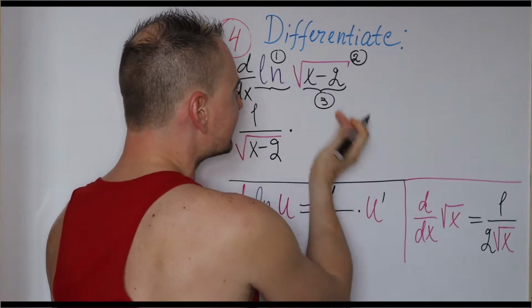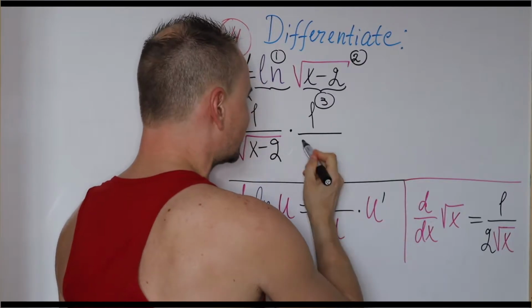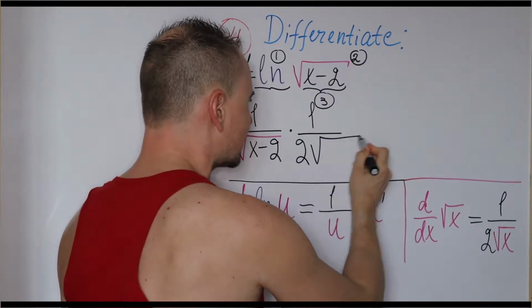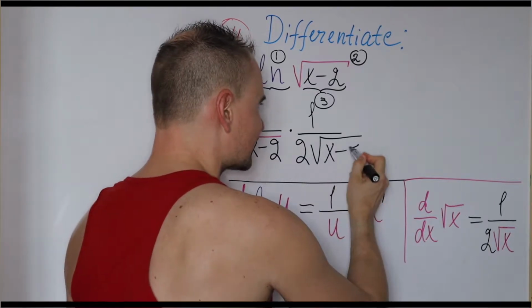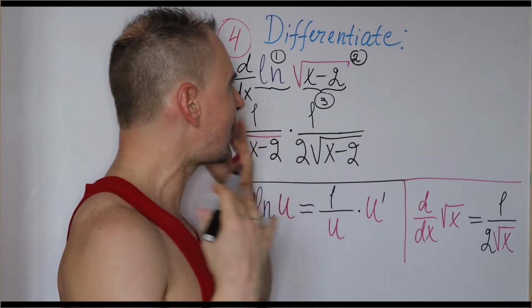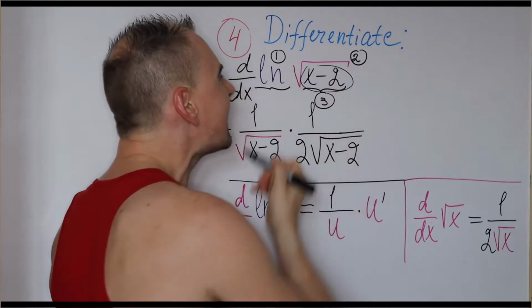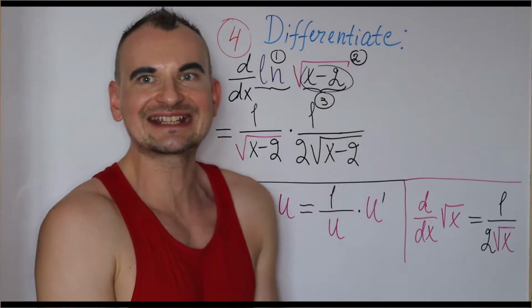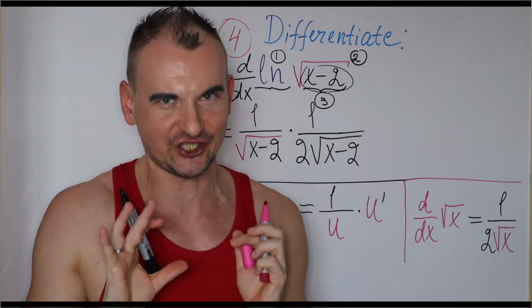Anyway, so the derivative of this square root is going to be 1 over 2 square root, and again I'm going to write this x minus 2 inside. And finally, I'm going to repeat myself: since you have another function inside the square root, which is x minus 2, technically, you have to use the chain rule.